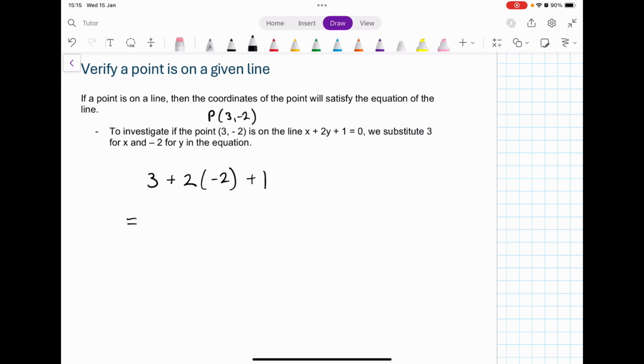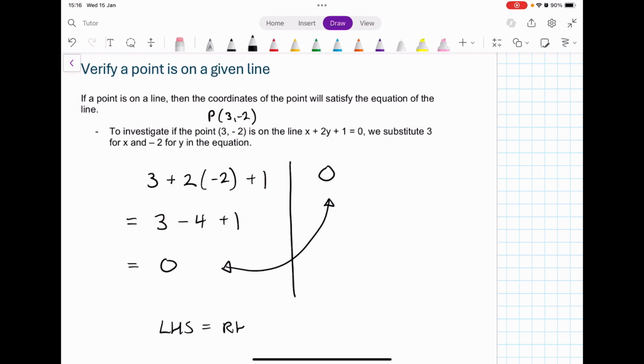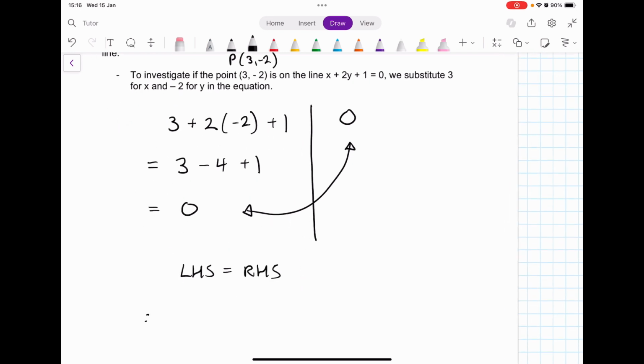And then we can simplify this. So 3, this will be minus 4 plus 1. So 3 minus 4 is minus 1, minus 1 plus 1 is equal to 0. And you can see that the right-hand side is also equal to 0. So the left-hand side is equal to the right-hand side. So the equation is satisfied by this point. And therefore, the point P, (3, -2), is on the line x plus 2y plus 1 is equal to 0.